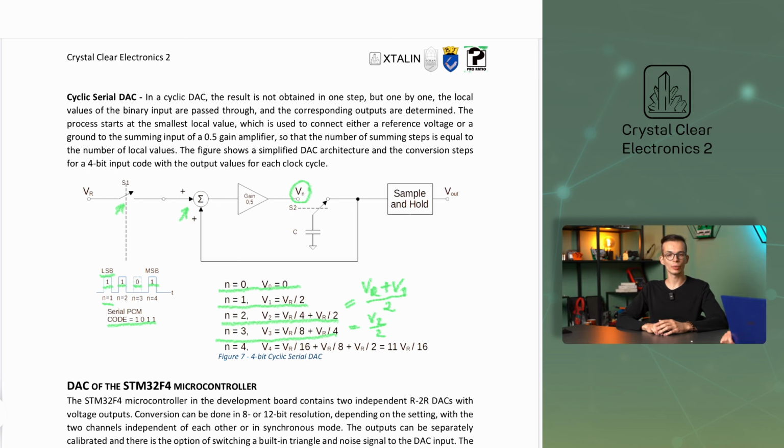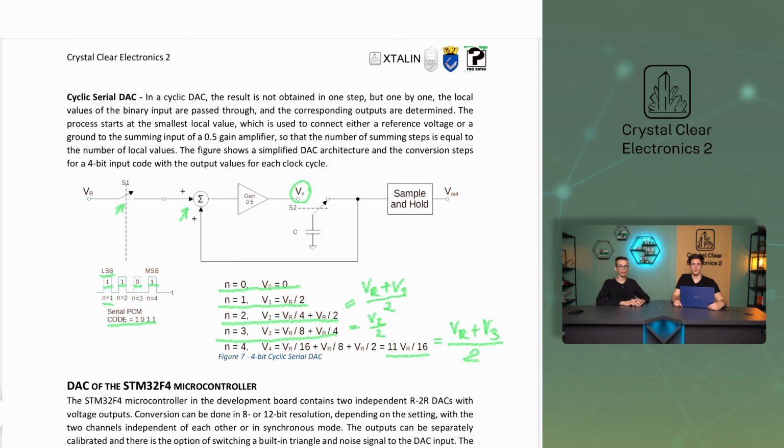In iteration 4, a bit is added again from the left, to which the result of the previous iteration is added in the same way, and then the whole is halved in the same way as in the previous iterations. This gives us V4, which is equal to Vref divided by 16 plus Vref divided by 8 plus Vref divided by 2. This will be the result of the whole DA conversion because there are no more local values. If you add up these fractions, you get 11 Vref over 16, which is good because if you remember, our digital number in binary was 1011, which is exactly 11 in decimal.